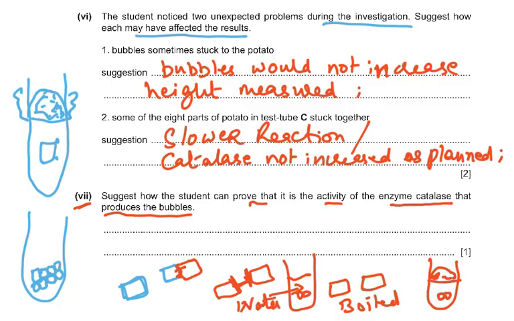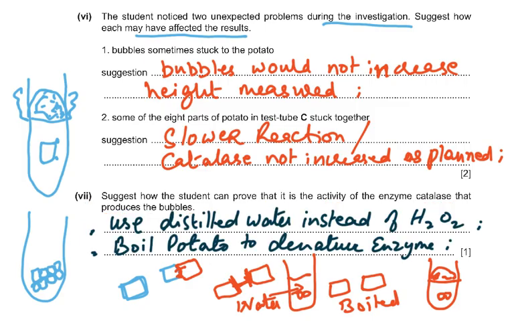Now, the water does not contain the substrate. Hydrogen peroxide is the substrate for that enzyme. So water is not going to be the substrate, so no bubbles are going to be produced. So either of these was correct. Either you use distilled water instead of the hydrogen peroxide, or you boil the potato to denature the catalase. So use distilled water instead of hydrogen peroxide, and boil the potato to denature enzyme.